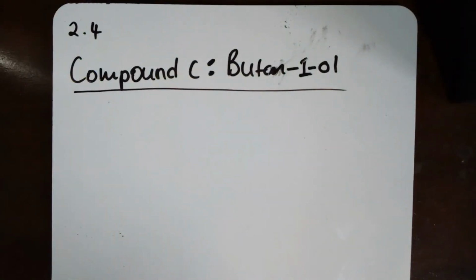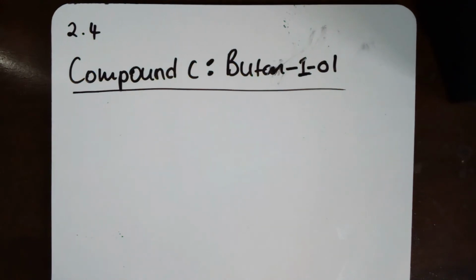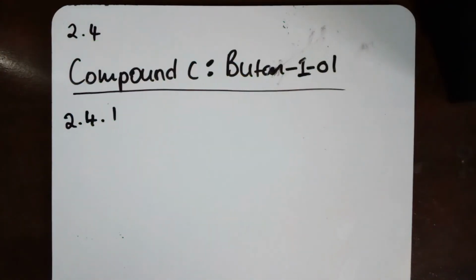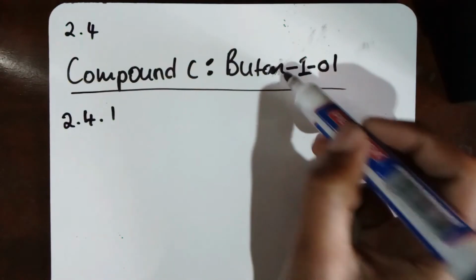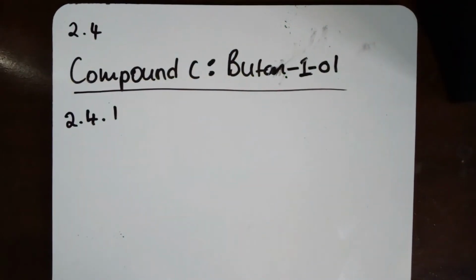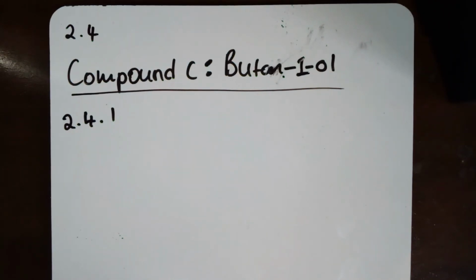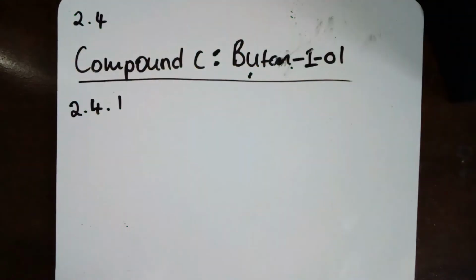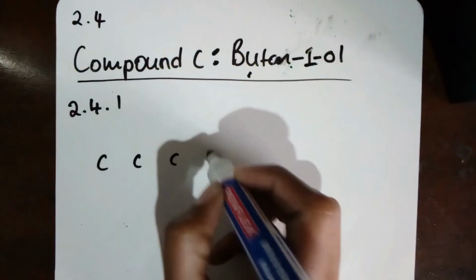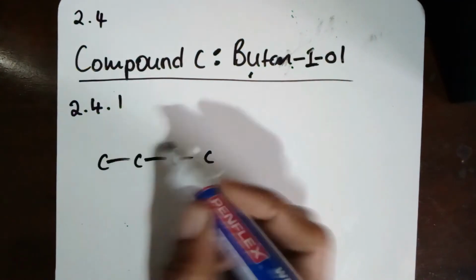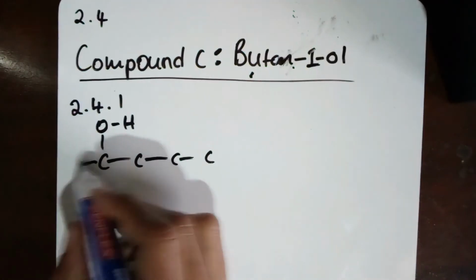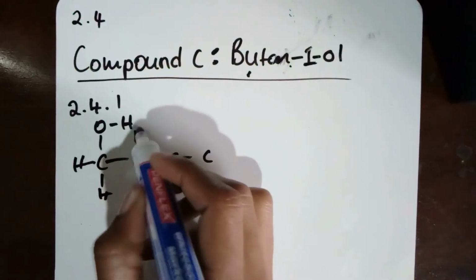And question 2.4 says write down the structural formula of 2.4.1, a positional isomer of the compound C. So we're given this compound and we have to find its positional isomer. We've already given the definition for what a positional isomer is. So let us now just draw the structural formula for this first. So because it's butane, it means there are 4 carbons. And then on the first carbon, we have OH. Then we can just fill in the hydrogens there.